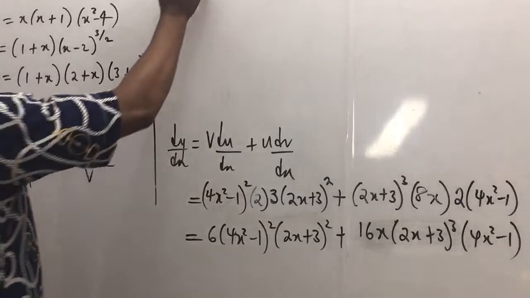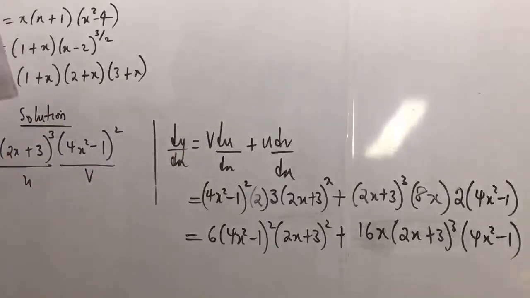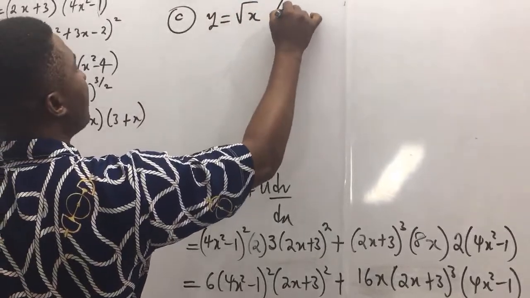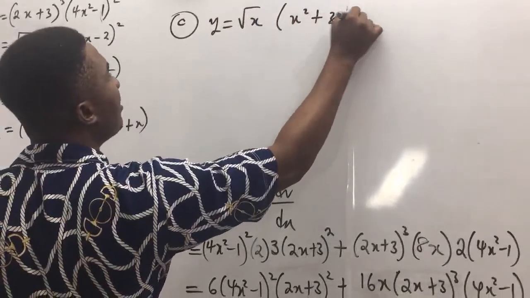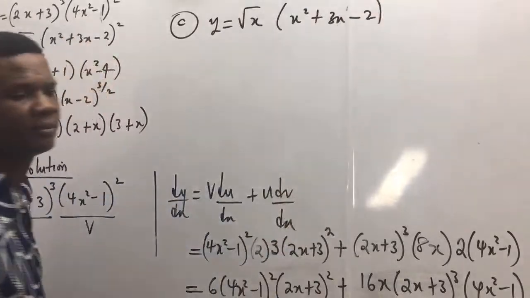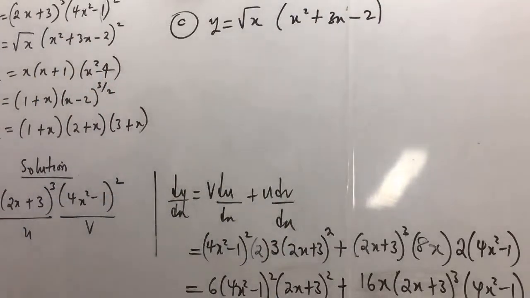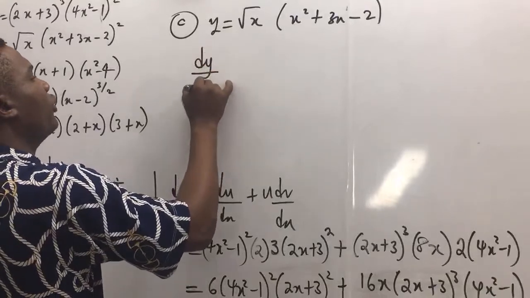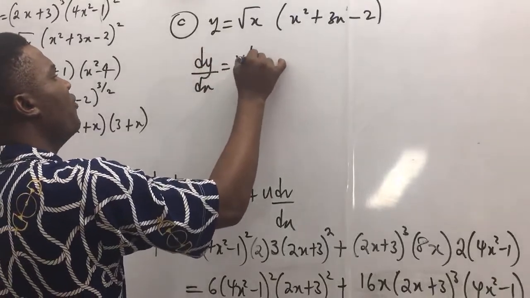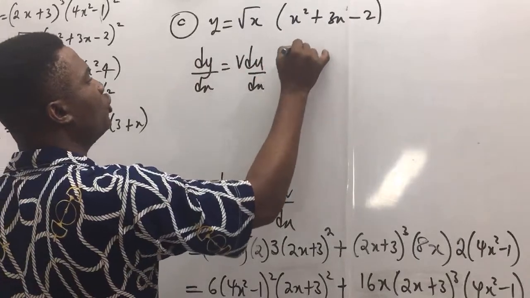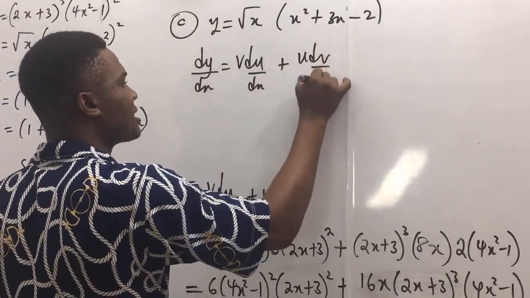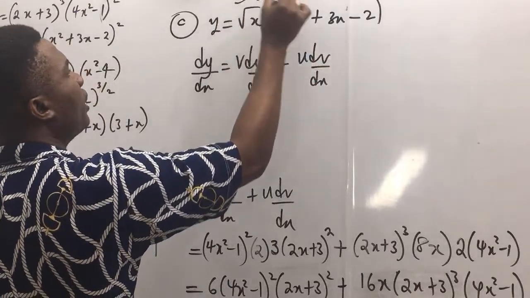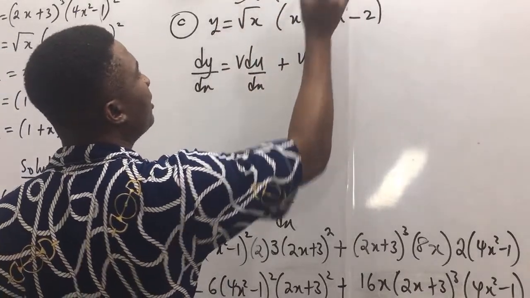Now, let's go back to C. For C, we have y equals square root of x times (x squared plus 3x minus 2) all squared. Now, to differentiate this requires that you use the product rule of differentiation again: v du/dx plus u dv/dx. I'm going to call this function here u, and I'm going to call this whole function v.